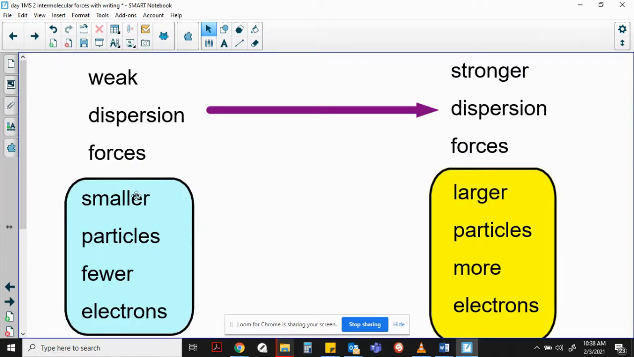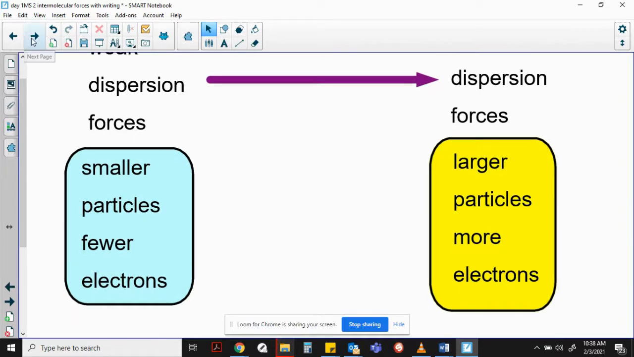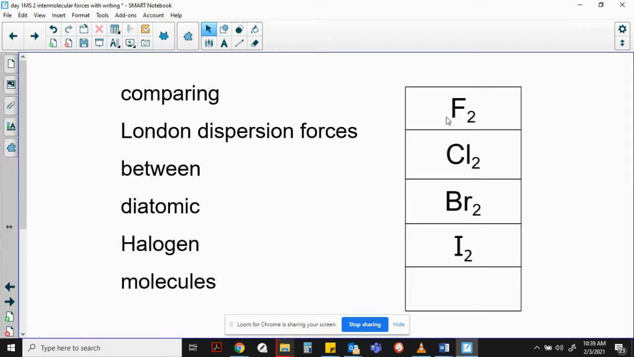So weak dispersion forces, the smaller particles, there's going to be fewer electrons. Again, this is at the bottom of your page. A stronger dispersion force, so larger particles are going to have more electrons that are there. So if we're comparing fluorine, chlorine, bromine, and iodine, all of them are halogens, we would have less London dispersion with fluorine, more London dispersion with iodine. And that's occurring because there's more electrons that are present.